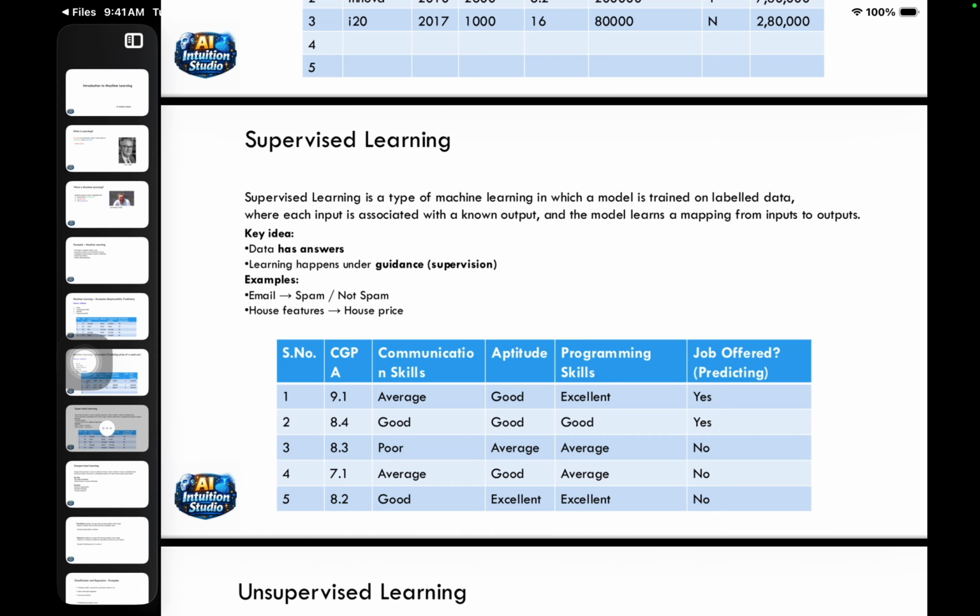For example, we provide student data like CGPA, communication skill, and programming skill, and along with that data, we already know whether a job was offered or not. The model learns the relationship between the features and the target label. Because the correct answers are available during training, this approach is called supervised learning.